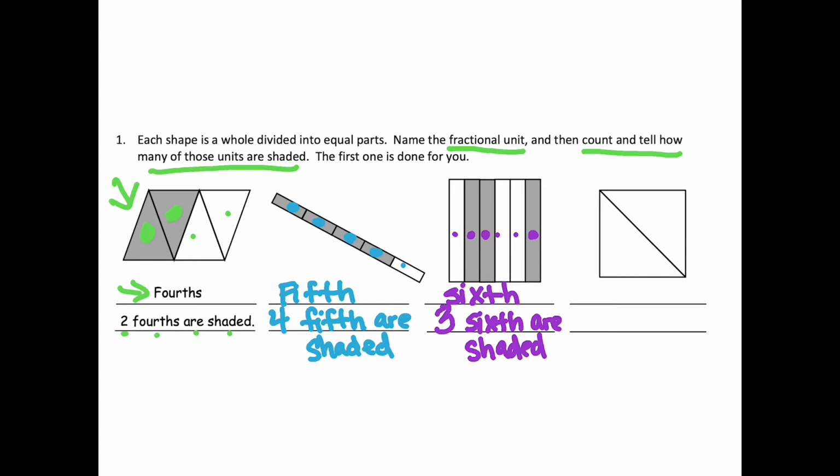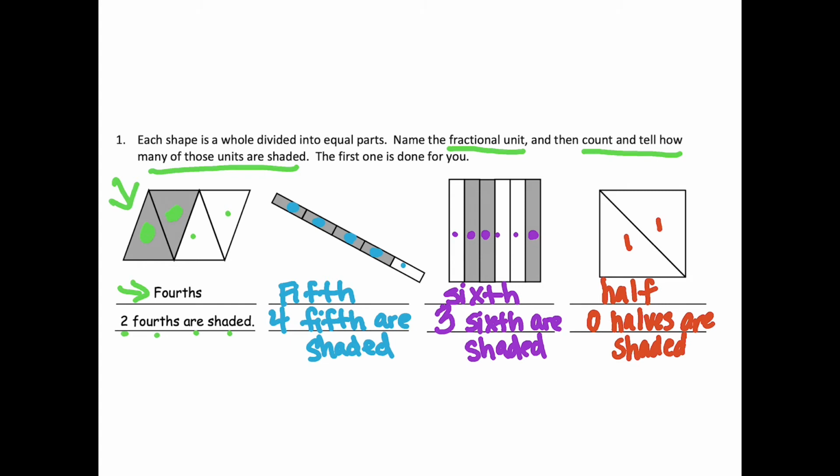We're going to name our fractional units. So I see I have 1, 2. If we only have 2 equal parts, what is my fractional unit name? Half or halves. Okay. And then how many parts are shaded? None, right? There's no parts shaded. There's 0. So 0 halves are shaded.